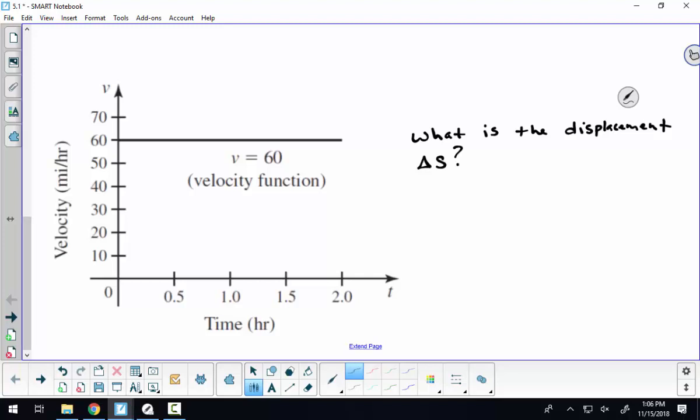So maybe we should say from 0 to 2. What is the change in position there, the displacement? 0. 0, okay. Anybody have any other ideas? Does 0 seem reasonable? You traveled 60 miles per hour for 2 hours.